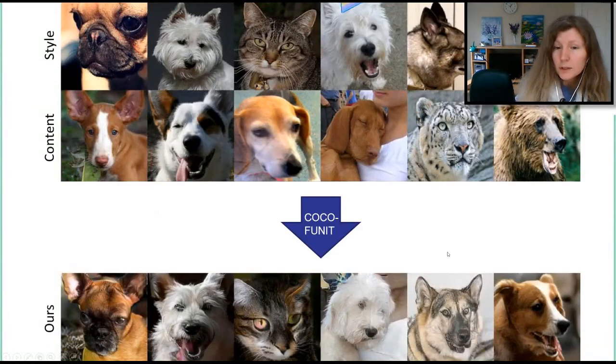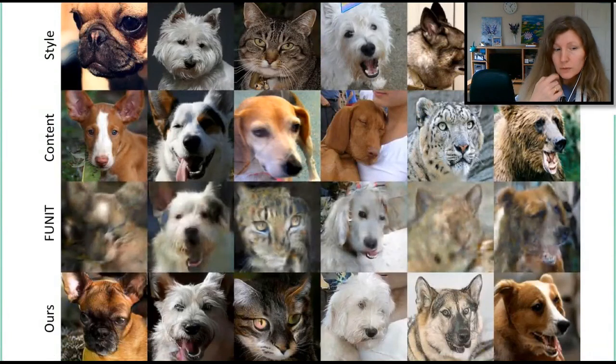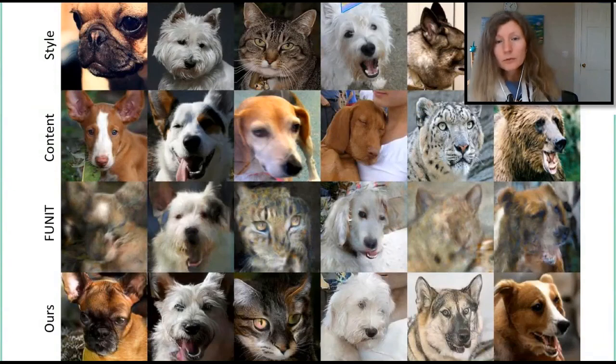And if you're curious, compared to the previous approach, which is called FUNIT, that we're building on, we're improving on that quite a bit because, as you can see, FUNIT is not able to translate images using just a single style image. It's generating fairly poor results in this case. And on average, when we evaluate on a large data set, we also see significant gain using our CocoFunit approach. So that's another example of pixel domain translation.